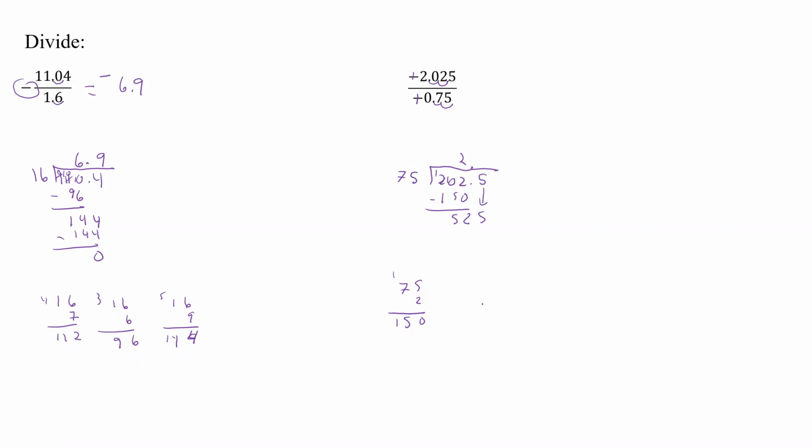7 times 7, that might work. So 75 times 7, that's going to give us 35. That's 49, 50, 51, 52. Oh, that's what we want. So it's going to be a 7. So that's 525. Subtract 0. And so 2.7 then is going to be our answer. And again, it's going to be positive because we took a negative divided by negative, which makes it positive.